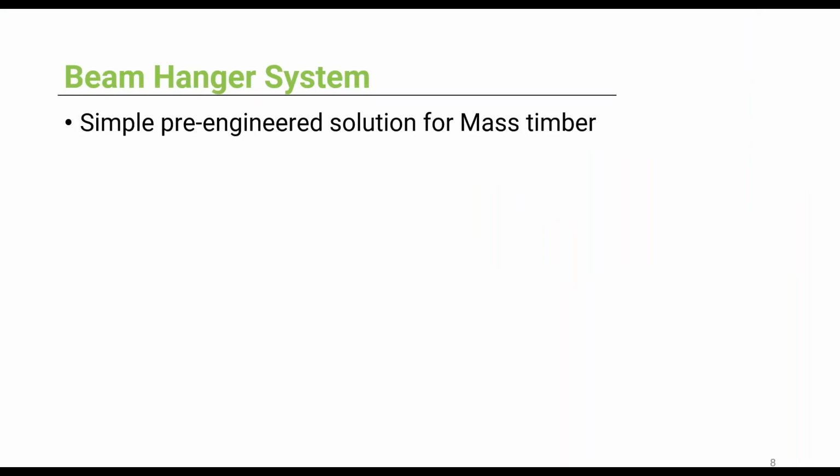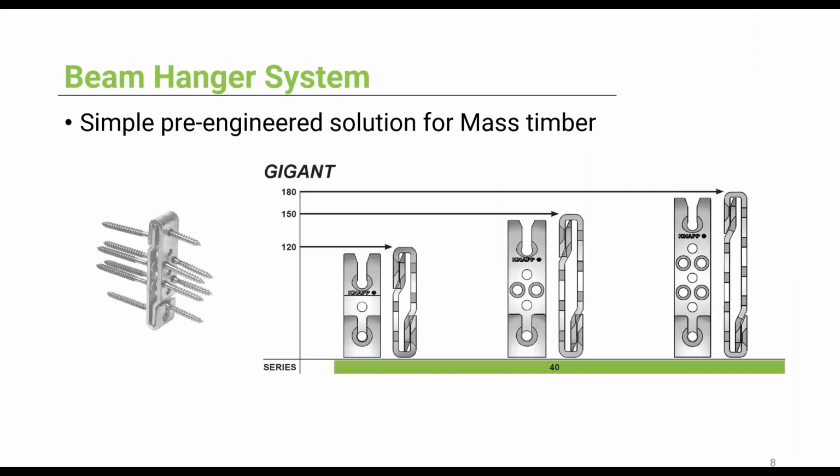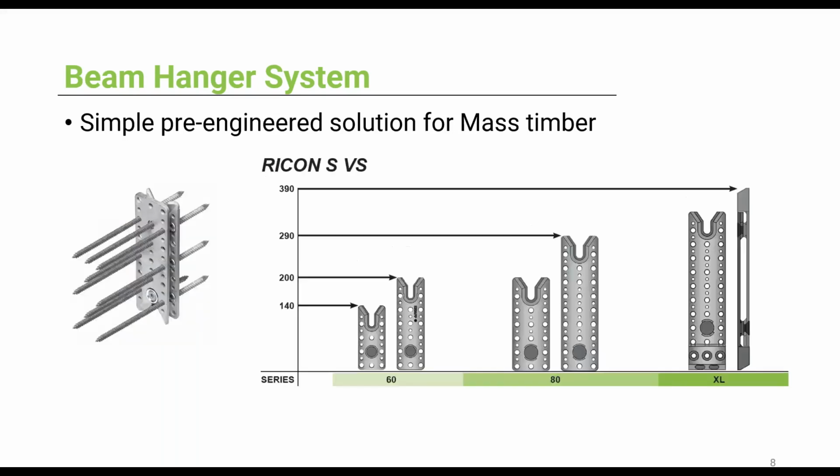So what is the beam hanger system? It is a simple pre-engineered solution for mass timber. As of right now, there are 3 main types of beam hangers. So the first one is the Gigant. It's the smallest hanger, and it has a capacity range between 1.2 kips to 2.5 kips, and that's all in ASD value. The Rikon, which is our most popular system, can withstand loads between 4 kips and 17 kips.